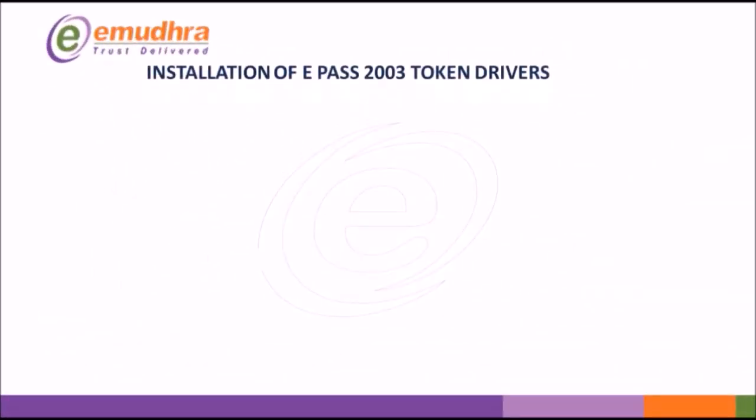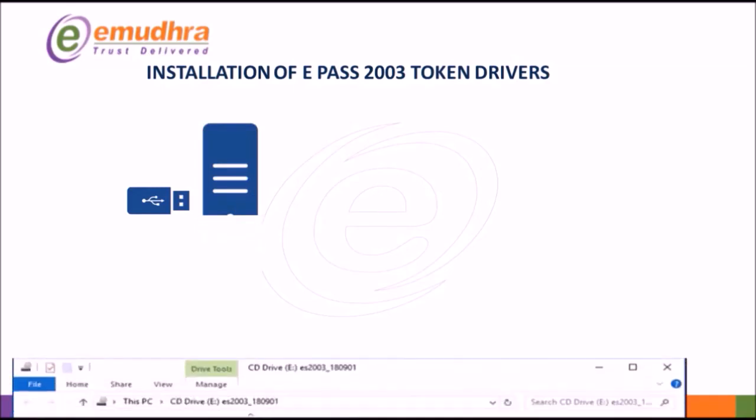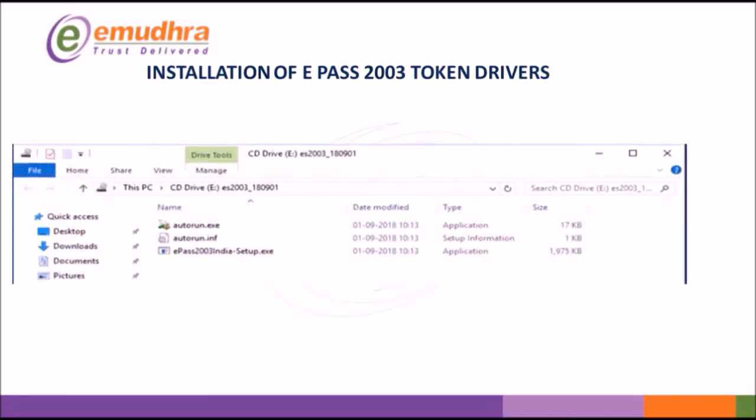Now, we shall install ePass 2003 token drivers into the system. To begin with, plug in the USB token to the provided USB port on your computer. Select the option Open Files to view the folder. Double-click on ePass 2003 setup.exe.